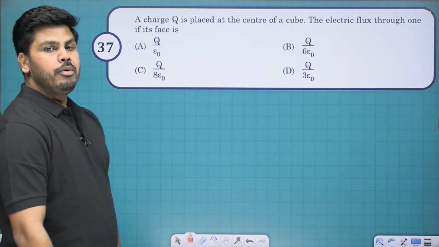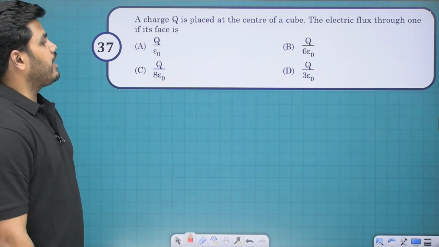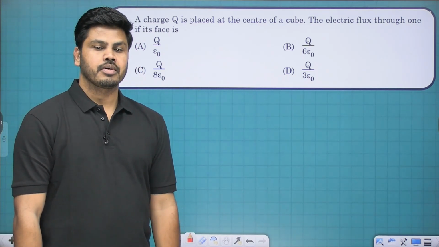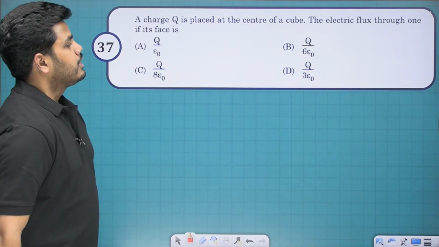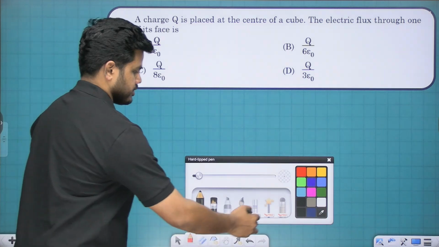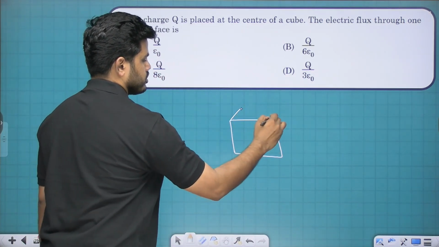Now, moving on to the next question, question number 37. A charge Q is placed at the center of the cube. Right, we have a cube and a charge is kept at the center, capital Q. The electric flux through one of its faces. We know this question. See, a question based on Gauss's theorem.